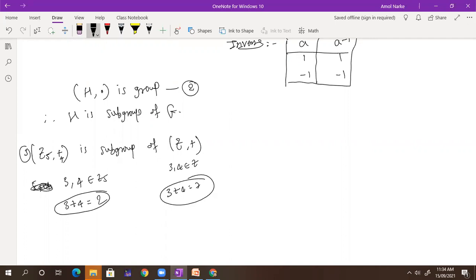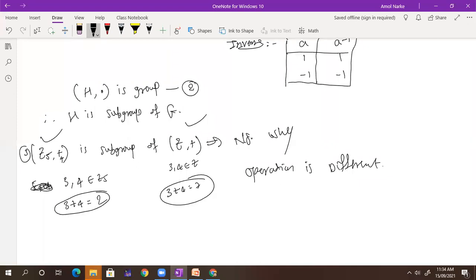This is not the case here. Z is itself a group and Z5 is itself a group, but the operation is different. So the answer is no. Why? Because the operation is different. In which case is it different? Z5 comma plus and Z comma plus. Here, that plus is not that plus.